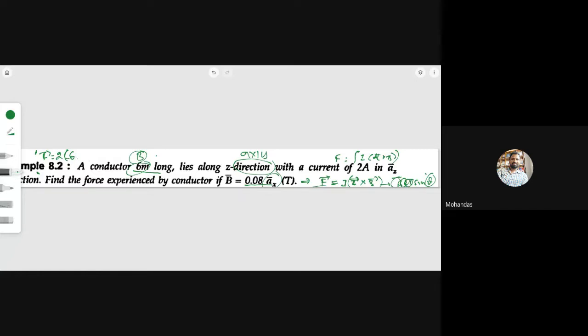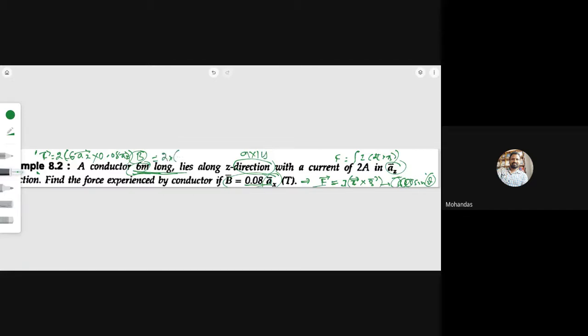The current is flowing in which direction? The length dl is the differential length. Length you have to take in the direction of az. So 6 into az cross B. What is the B? This is the B, 0.08 az.